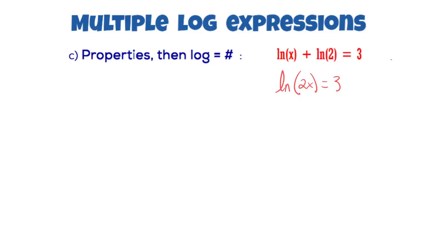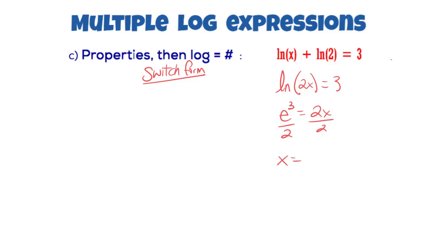This is not a scenario where I'm going to slash the logs because I don't have a log on the right side. This is a switch forms. Okay, so that's a switch forms. I should have probably added that in over here. That's your strategy: switch forms. So this is going to be e raised to the third equals 2x. Divide both sides by 2.